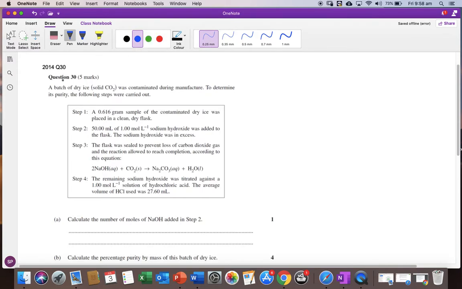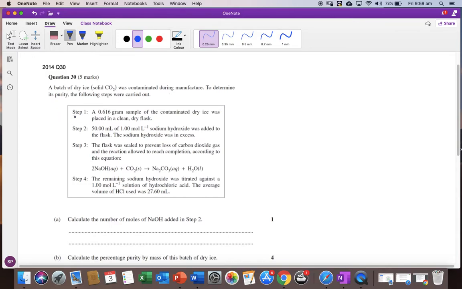All right, so this is 2014, it was question 30. So we have a batch of dry ice, which is solid carbon dioxide, was contaminated during manufacture. To determine its purity, the following steps were carried out. So as with every other calculation question or multiple choice or exam question, it's really important that you take the time to interpret the information before looking at the questions.